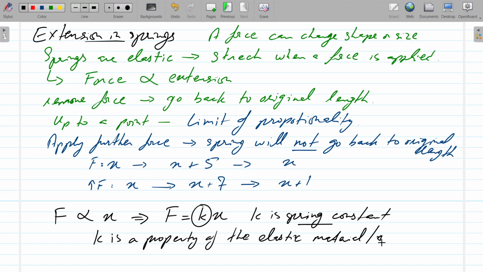The value will be different, depending on the type of material and on the make of the spring, and those are factors which will affect k. It's not something that just is, because you've got a physical spring: if it is made of aluminum, or iron, or some other material, and how many coils there are, all of those things will have an effect on k, which is the spring constant.